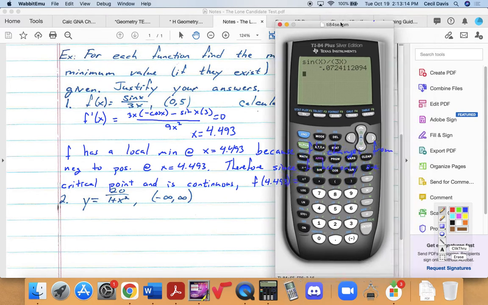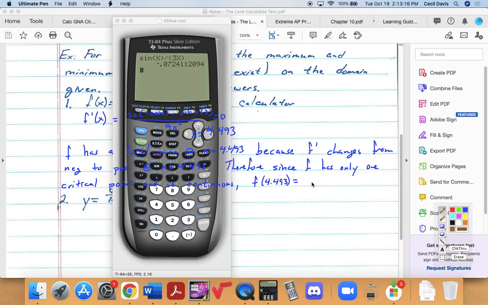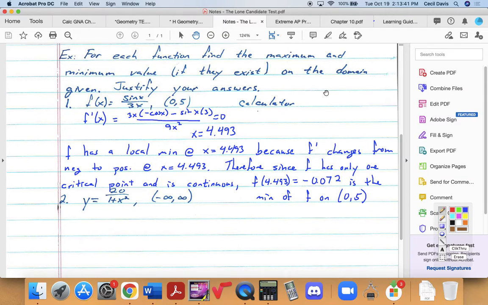So it's negative 0.072, is the minimum of f on the open interval from 0 to 5. So it doesn't have a maximum on that interval. Why doesn't that contradict the extreme value theorem?